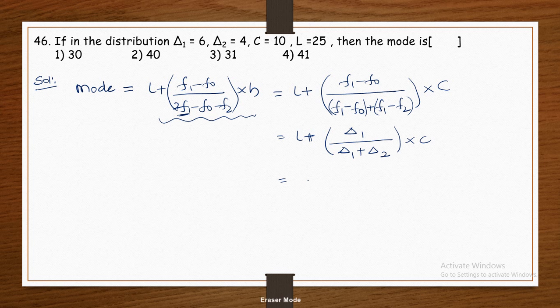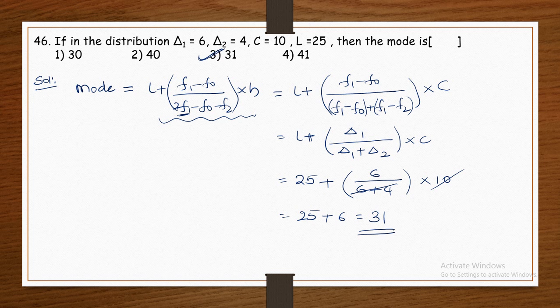So directly substituting the values. So what is L here? L is 25 plus delta 1. So what is delta 1? 6 by 6 plus 4 into what is C? C is 10. So 6 plus 4 is 10. So 10 and 10 get cancelled. Clearly 25 plus 6, which gives me 31. Hence the answer is 31. So remember this formula also. Okay. So this is one more form of that particular formula which you have learned in your 10th classes.